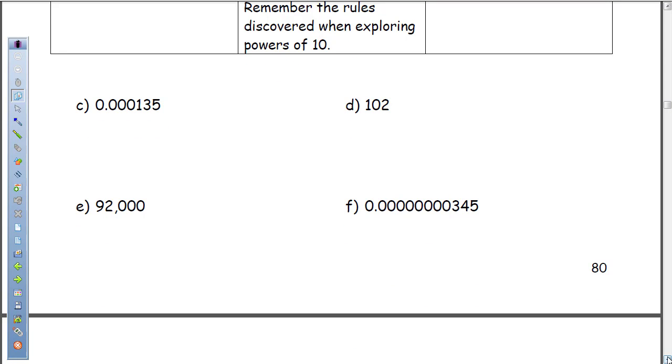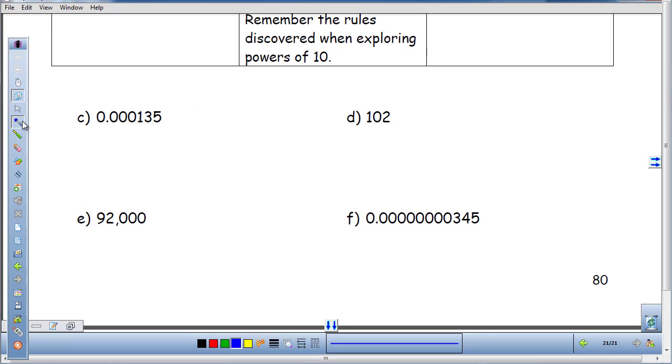Okay, so I think we want to try some of these. We want to write these in scientific notation. I'll do C and D, and then let you try E and F on your own. Okay, so for C, our base is going to be what? 1.35. Okay, times 10. I need my decimal place to move which way? To the left. So it's going to be 1, 2, 3, 4. We say 10 to the negative 4.